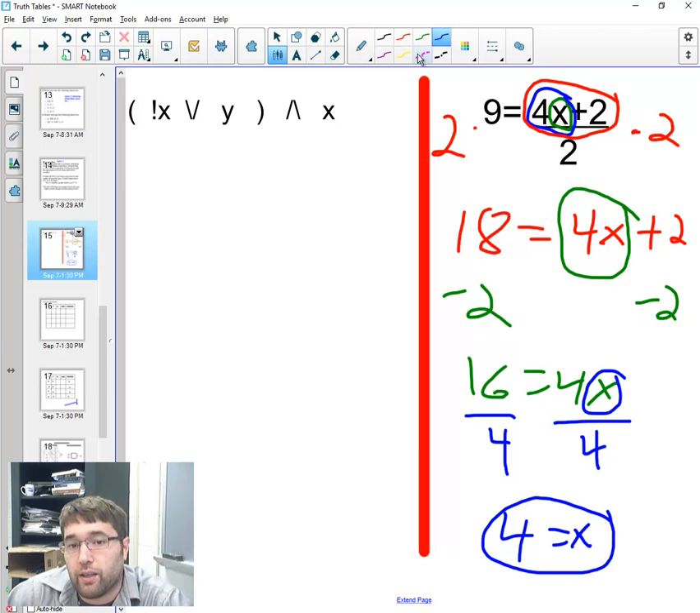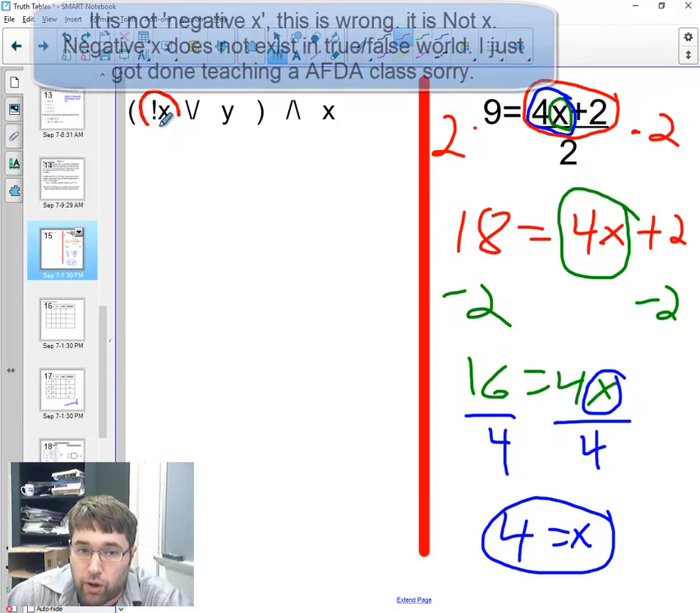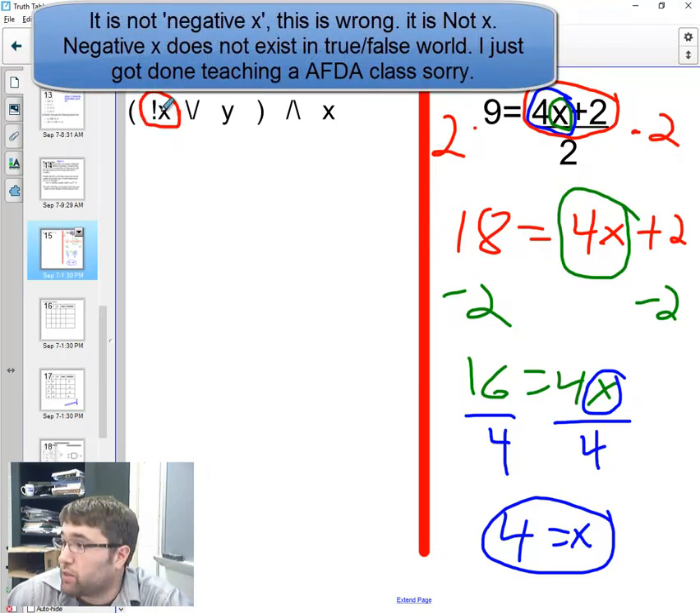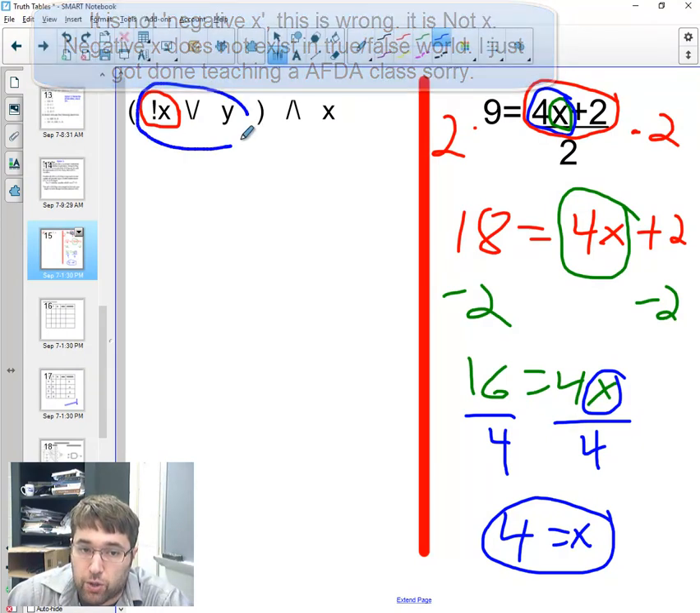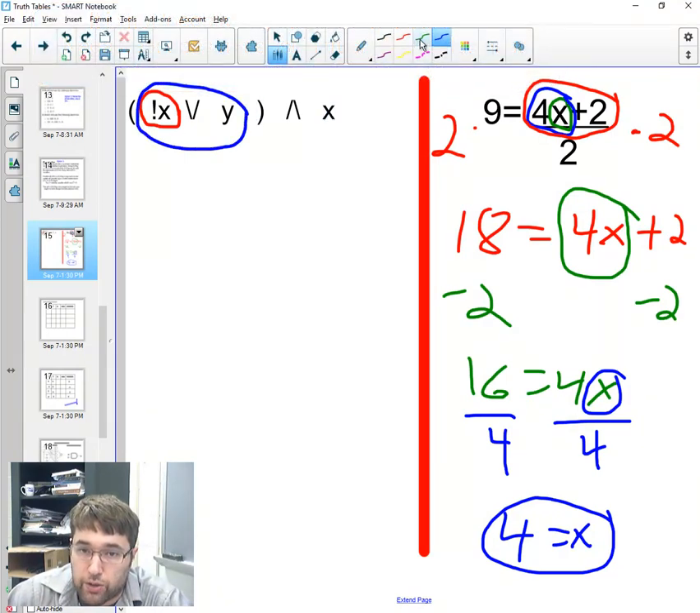Well, in computer math class, we do the same thing. We first have to solve for negative x in order to solve for not x or y, in order to solve for the whole statement.